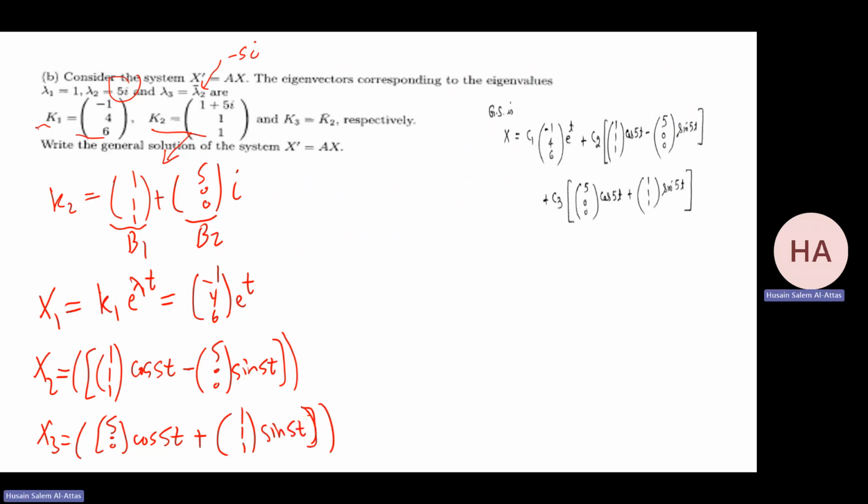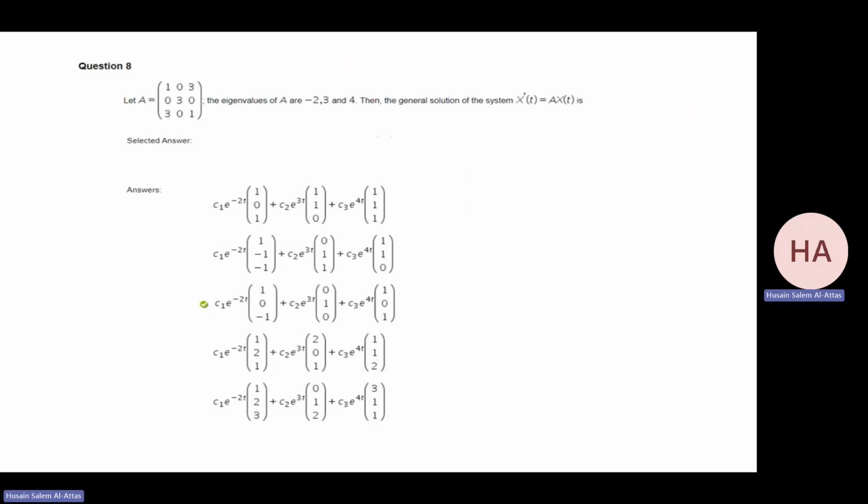Okay. And the answer X will be C1 X1. Not e to the power t, that is part of X1. Plus C2 X2 plus C3 X3. Which is this one? Yeah. 1, 0, 3. These are the eigenvalues. Okay, he gave it to us. He wanted to find the eigenvectors for each one of them.